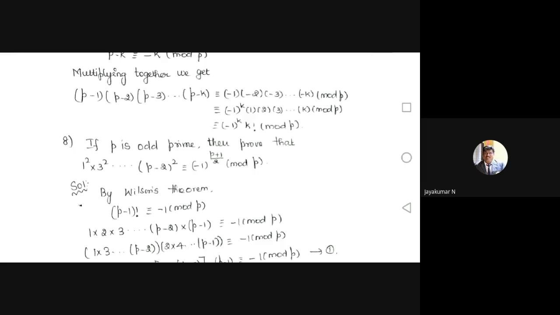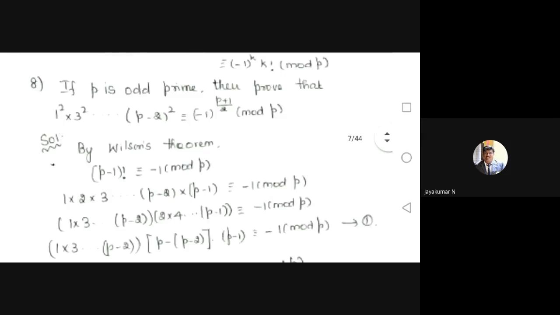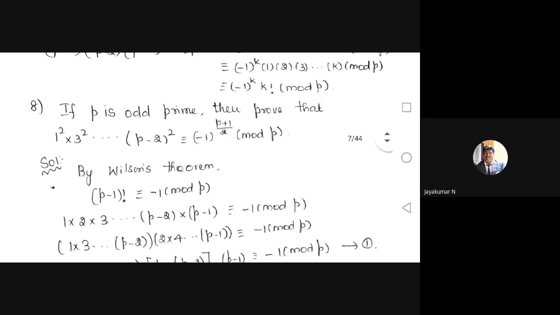Okay, as usual, all the results can be proved with the help of Wilson theorem. So by Wilson theorem, P minus 1 factorial is congruent to minus 1 mod P. On the left hand side, P minus 1 factorial will be expressed as P minus 1 into P minus 2 up to 1. This expansion can be rearranged: 1 into 2 into 3 into 4 into up to P minus 2 into P minus 1 is congruent to minus 1 mod P.